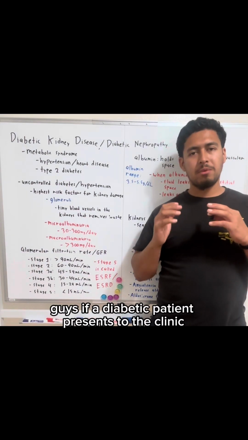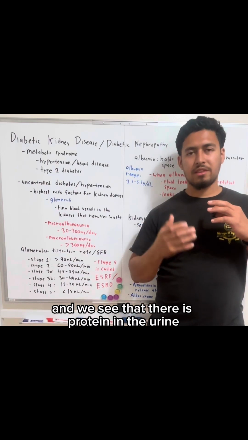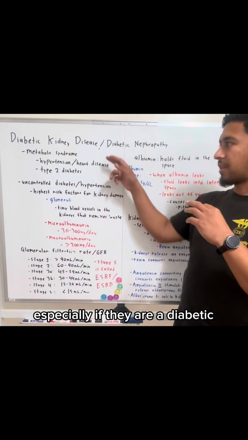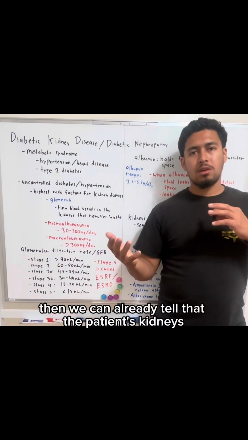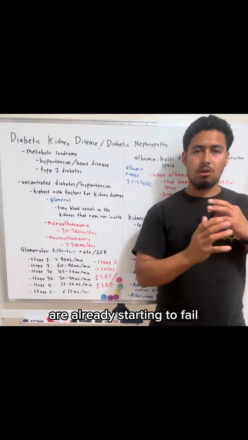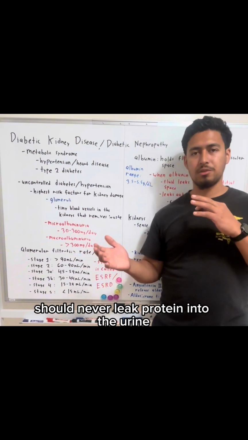Guys, if a diabetic patient presents to the clinic, they pee in a cup, and then we analyze it and we see that there is protein in the urine, especially if they are a diabetic or they have uncontrolled hypertension, then we can already tell that the patient's kidneys are starting to fail, because normal kidneys should never leak protein into the urine.